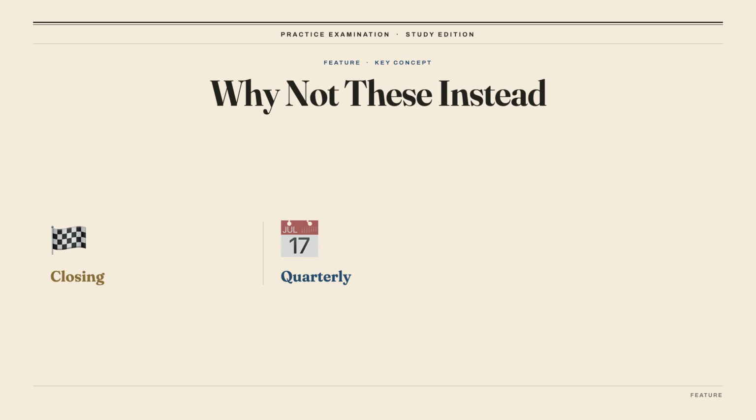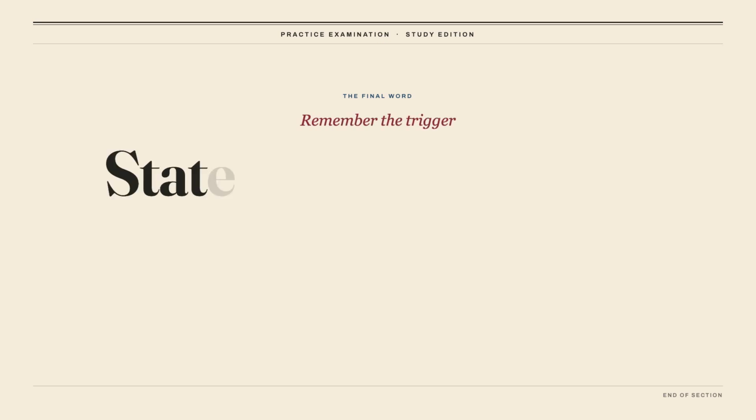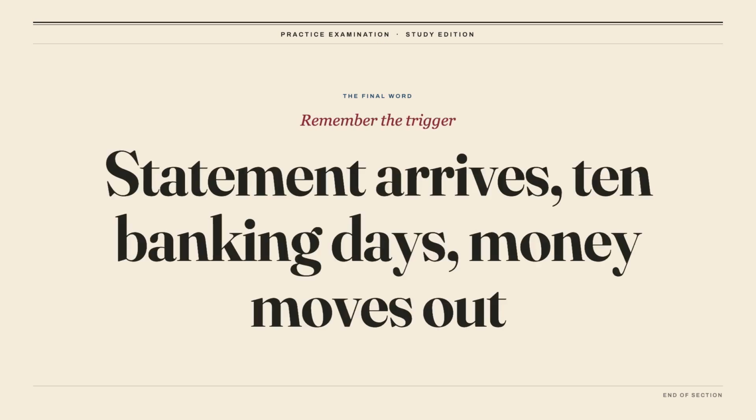A quarterly cycle could leave funds sitting 3 months past the statement, and an annual sweep is worse, letting interest pile up for a year. Watch for the phrase interest-bearing escrow account paired with a disbursement question. The bank statement starts the clock and the count runs in banking days, not calendar days.